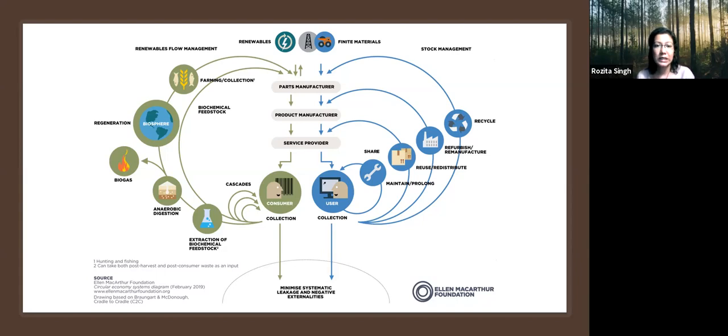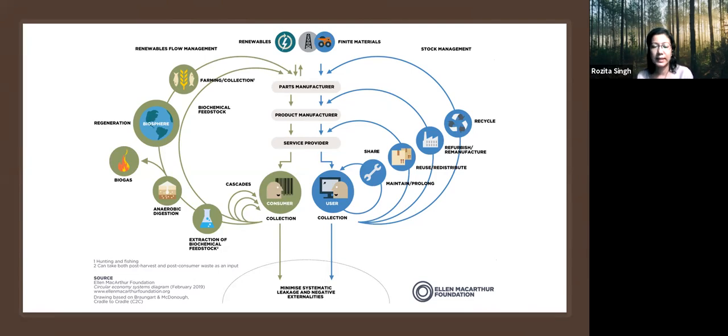If you look closely, this diagram is divided into two halves. On your left side, the green loops are what we call the biological materials. On the right side is the blue loop, which is the technical material. And what does it mean? Biological materials are those that can safely re-enter the natural world once they have gone through one or more use cycles. They can biodegrade over time and return the embedded nutrients to the environment.